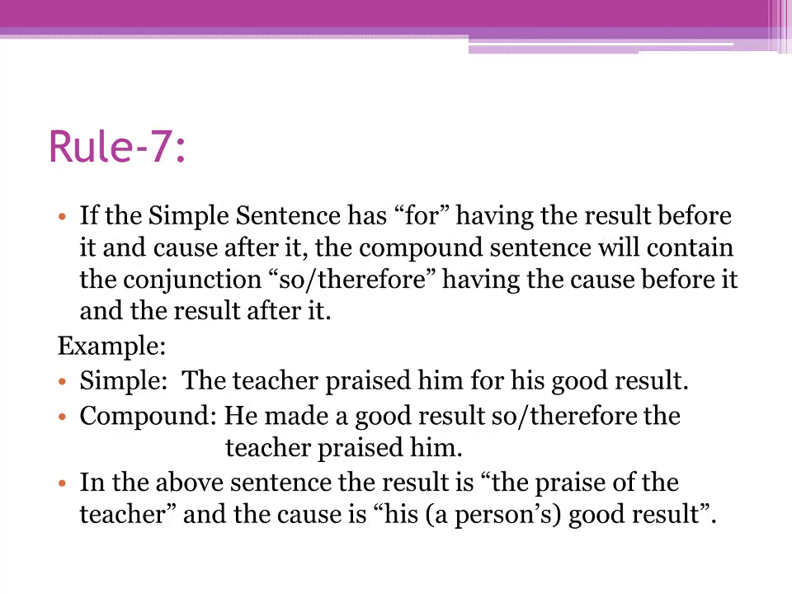Rule 7. If the simple sentence has "for," having the result before it and cause after it, the compound sentence will contain the conjunction "so" or "therefore," having the cause before and the result after it. Example: The teacher praised him for his good result. Compound: He made a good result, therefore the teacher praised him.